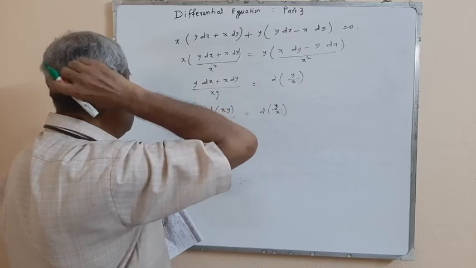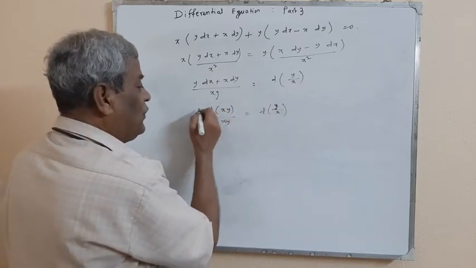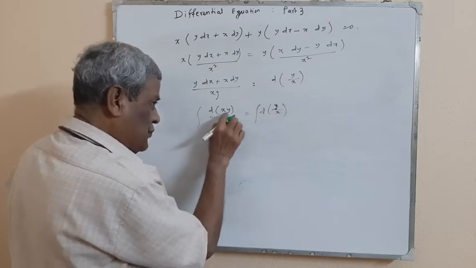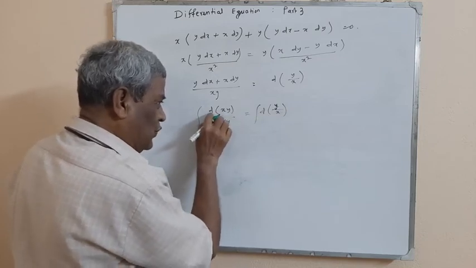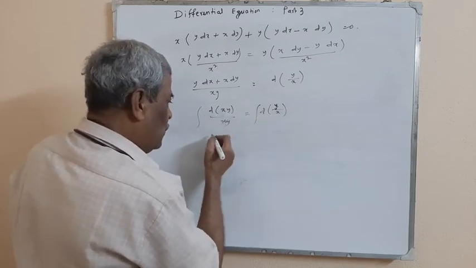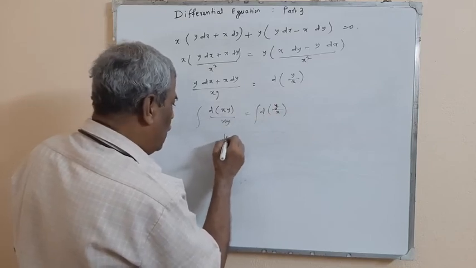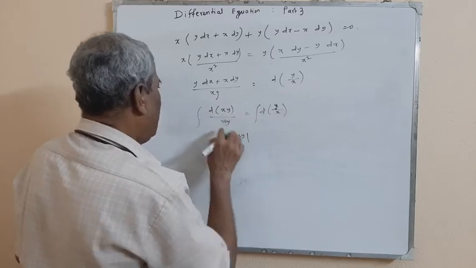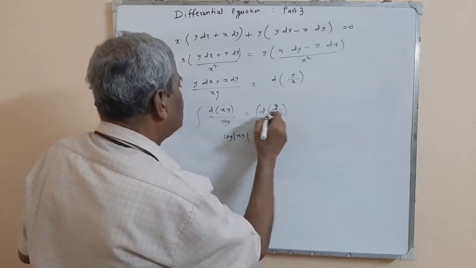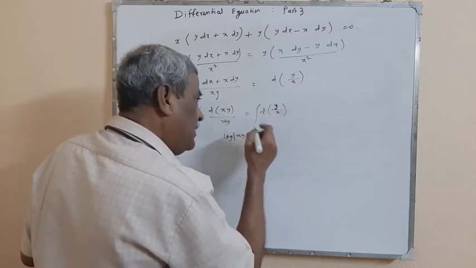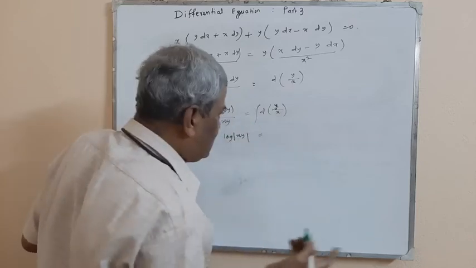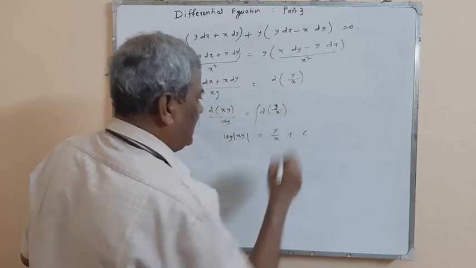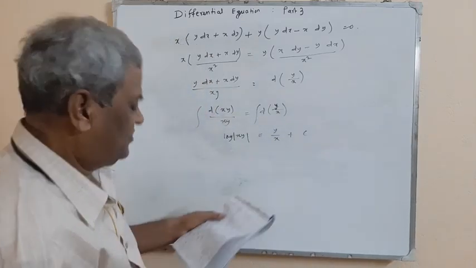Now, very easily we can integrate that. Suppose xy is equal to t, so dt by t. Its integration is log of xy is equal to, if integration of dx is x, so this is y by x plus some constant, and this is the answer.